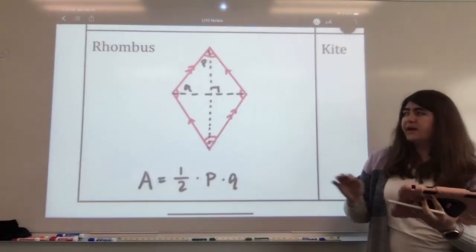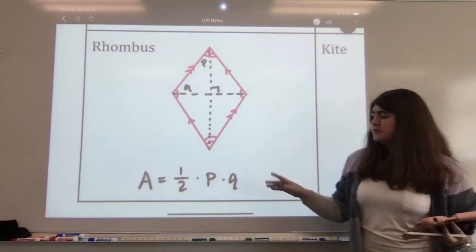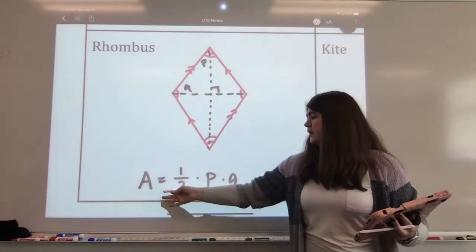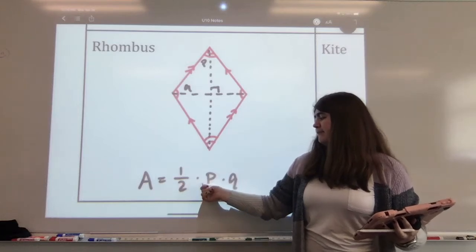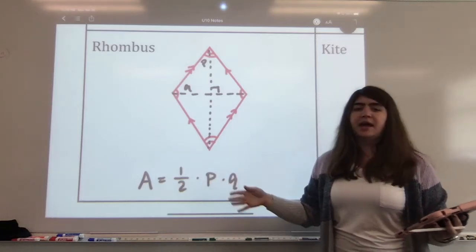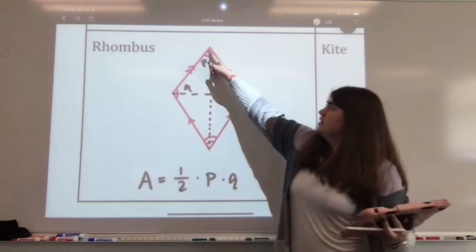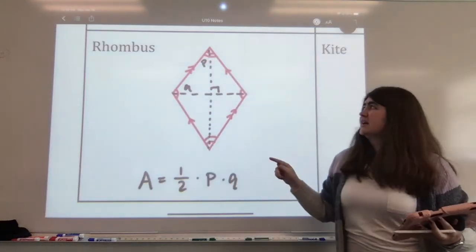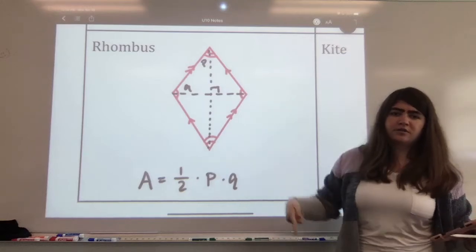And then last we have a rhombus. A rhombus uses that same formula because a kite is a type of rhombus. And we have area is equal to 1/2 times P times Q, where again it is your diagonal P and diagonal Q. It's those 2 lines that connect our vertices across the shape.